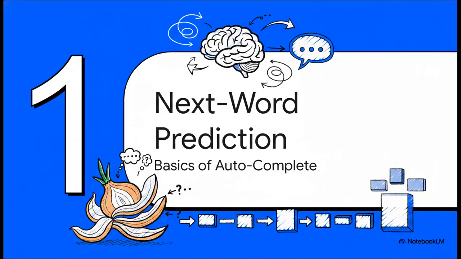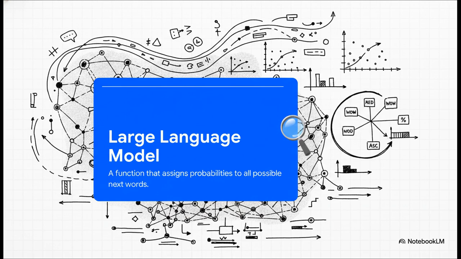All right, let's peel back the very first layer of this onion with section 1, the next word prediction engine. This is essentially the basics of autocomplete. Let's actually take a second to formally define what we're talking about here. A large language model, well, actually scratch that. It isn't a thinking brain at all. It's just a highly sophisticated mathematical function that assigns probabilities to all possible next words for any given text.